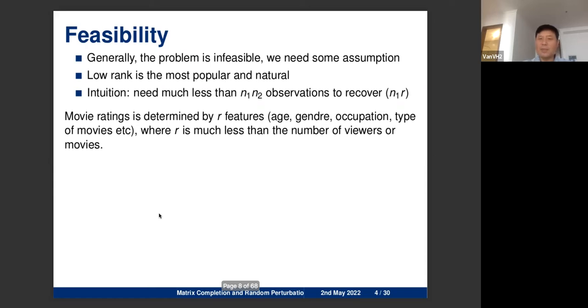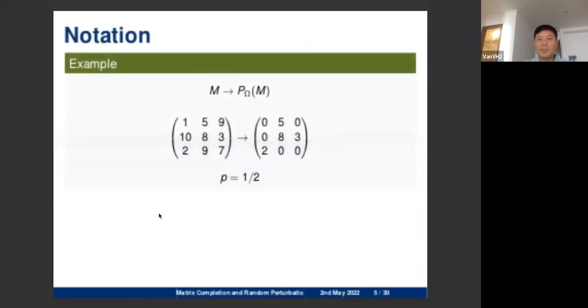And this compared to the number of viewers, on the order of a billion, is very small, right? So the key point is that here low rank is something that's going to help us, because that is a small number, and computing with a small number is easier than computing with a large number. Okay, so here's a small example. We have a 3x3 matrix, and we set P equal 1/2, and then we zero out about half of this matrix.